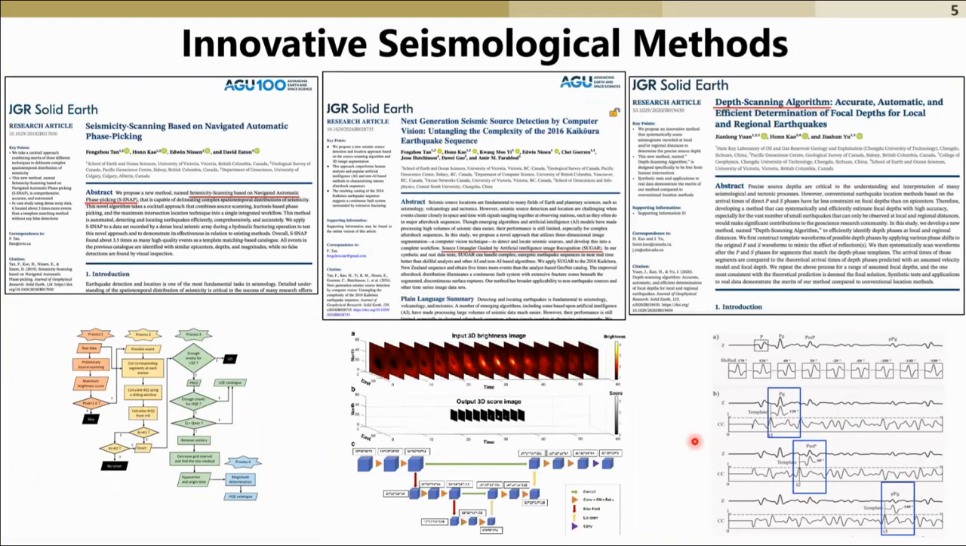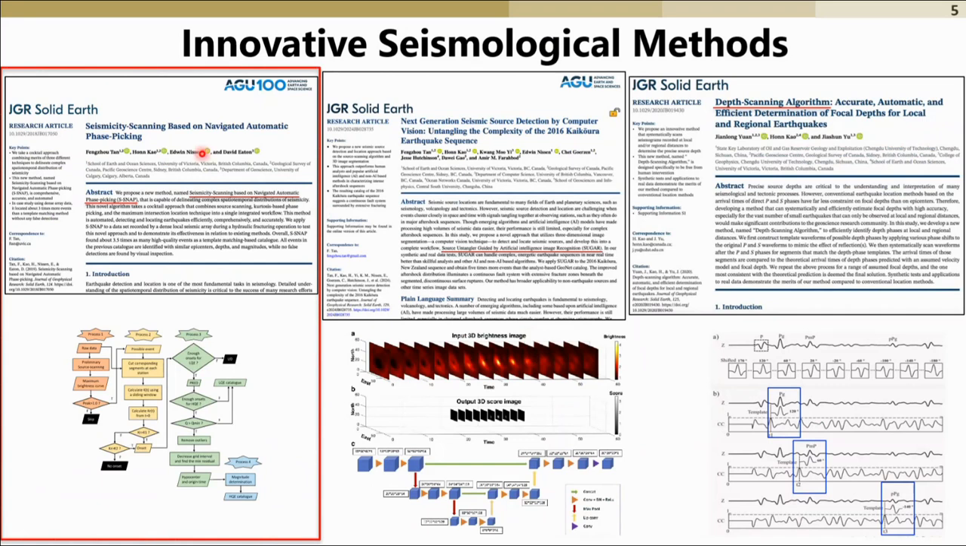In this slide, I showcase 3 representative examples of innovative seismological methods that we developed specifically for the study of induced earthquakes. The first one is an automatic algorithm named seismicity scanning based on navigated automatic phase picking, or SNAP for short. Our test results, and this is the logic flow of our SNAP method.